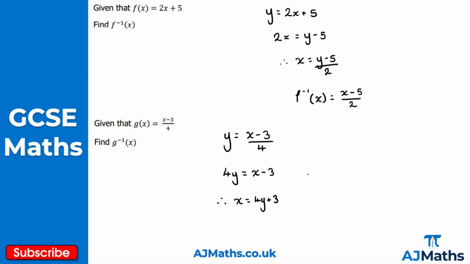But again, we're not quite done here. I need to write this in inverse notation. So it's going to be g inverse this time, so just be careful. g inverse of x. And in this case, just replace any y's with x. That's going to be 4x plus 3. I struggled with that question a bit, but there we go, we eventually got the solution. So g inverse of x is equal to 4x plus 3.